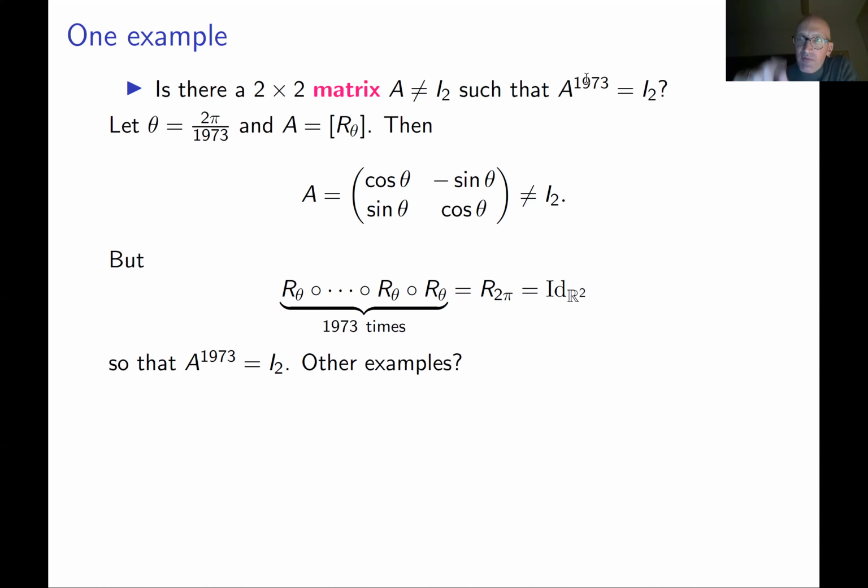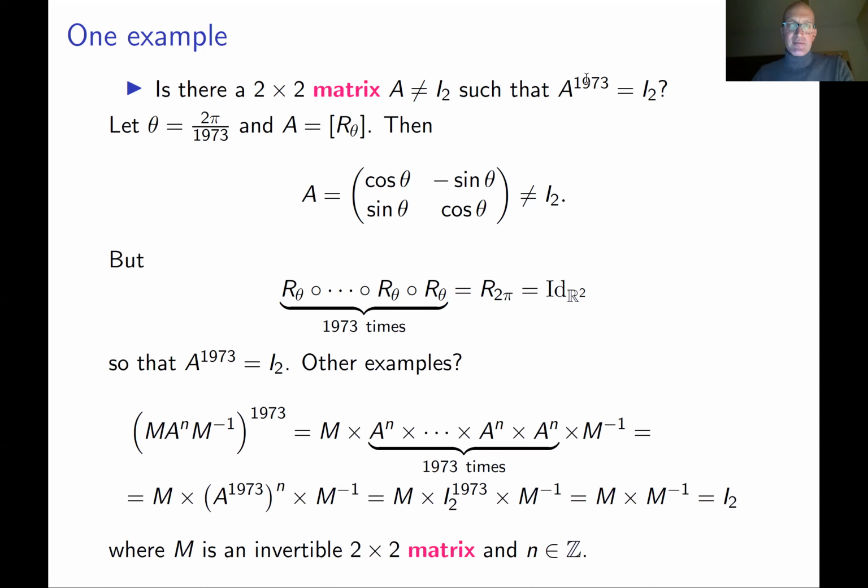Yeah, we have, but it is a bit tricky to guess all of them. Let me just give you the answer. You take any matrix M, any 2x2 matrix M, but invertible. Take any 2x2 matrix M with non-zero determinant. It's invertible, and then instead of matrix A or A to the power of n, you cook up this matrix, M times A to the power of n times M inverse. Yeah, you get this. And then you just raise it to the power 1973.